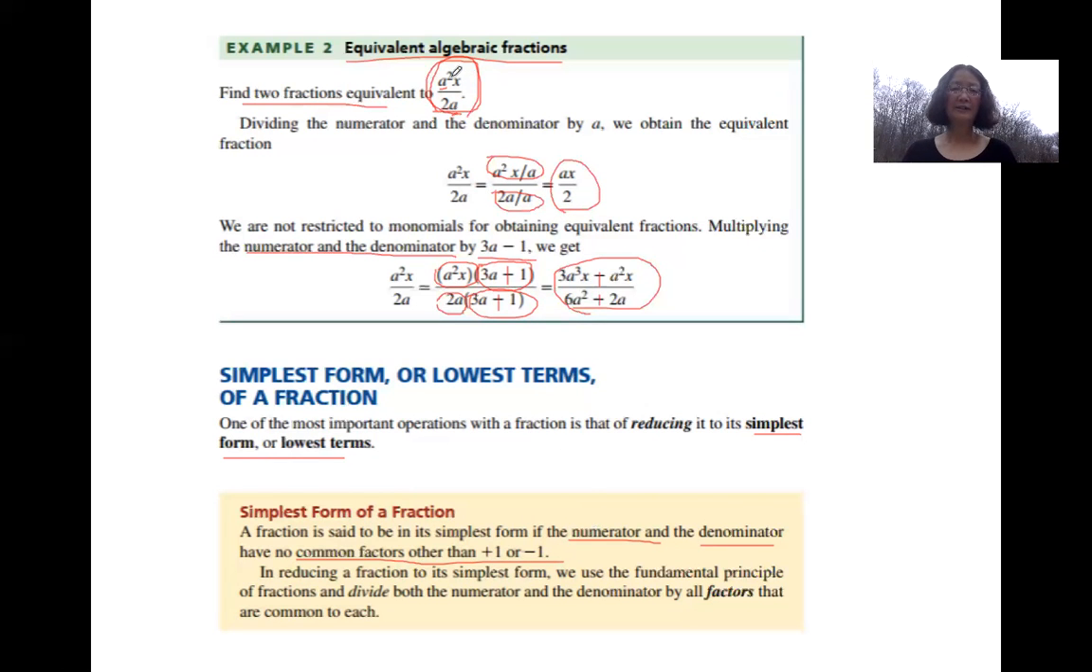So let's take a look at this example here. This is not the simplest because in the numerator you have a factor a, and in the denominator you also have a factor a. If you have a common factor, it is not simplest. So this one, ax over 2, is the simplest fraction, because the numerator and denominator do not have a common factor except positive one or negative one.